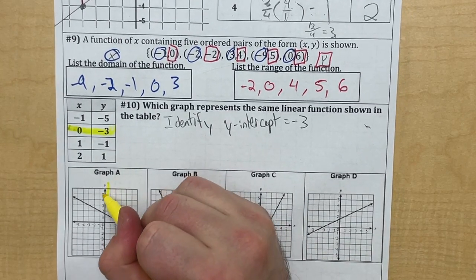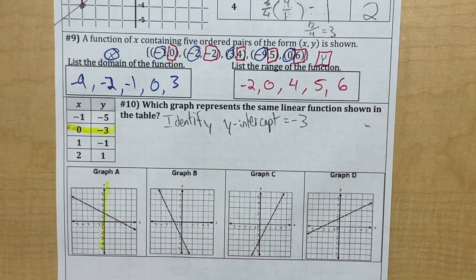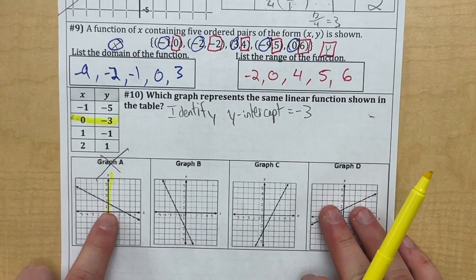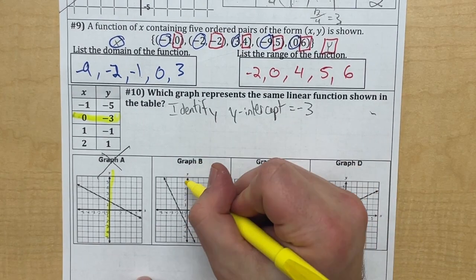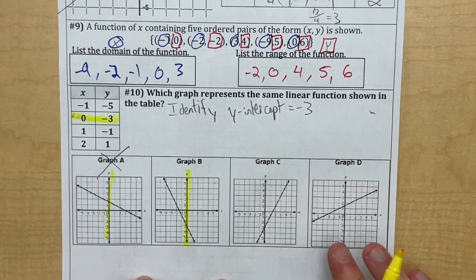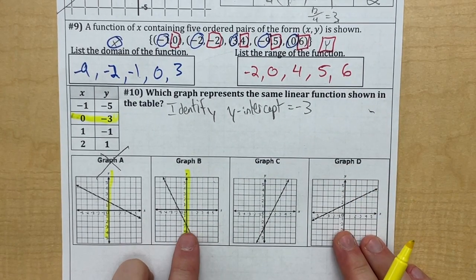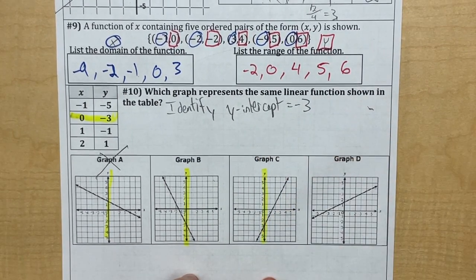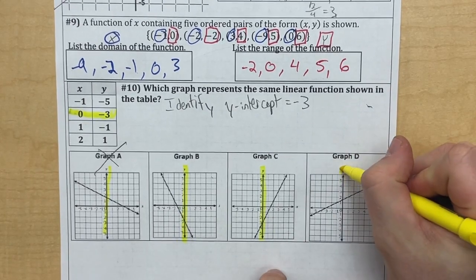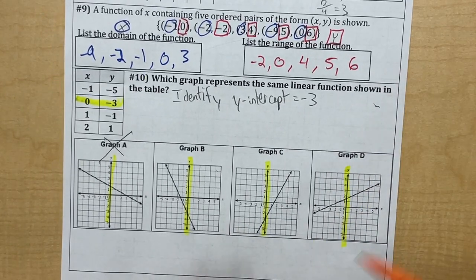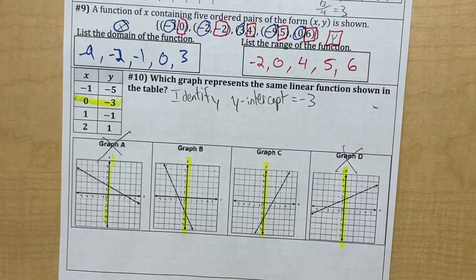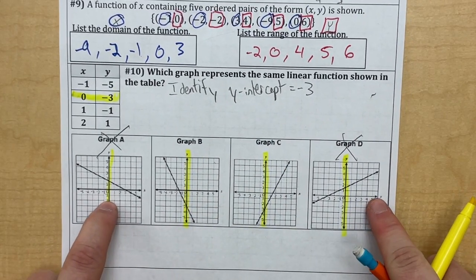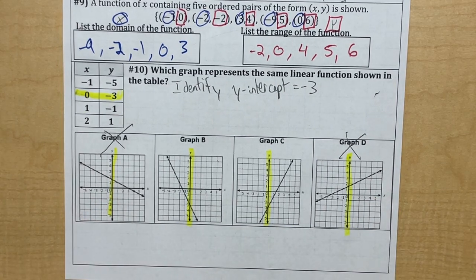So in graph A, it hits at 2, so I know it's not graph A. In graph B, it could be graph B because it hits at -3. So let's go to the next one. In graph C, it also hits at -3. And then in graph D, it hits at +2, so I know it's not graph D. So just by identifying my y-intercept, I'm able to eliminate 2 of these answers. So right away, it becomes just a true or false question.